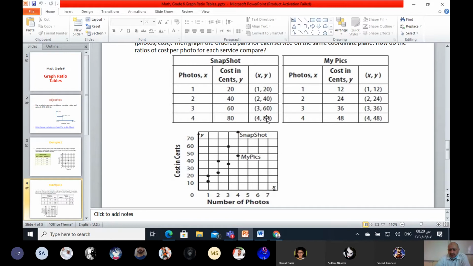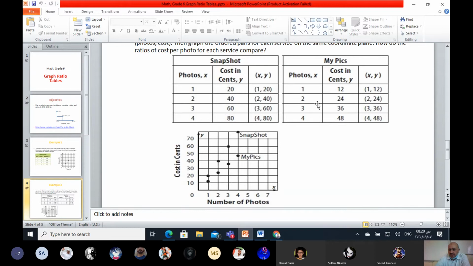So, I want to draw now the first point, (1, 20). 1 in the x, 20 in the y. This is the point. The second point, (2, 40). 2 in the x and 40 in the y. This is the point. And here we have (3, 60). 3 in the x, 60 in the y. So the point will be here. Now 4 in the x, 80 in the y. The point will be here. So these are the 4 points for this table.